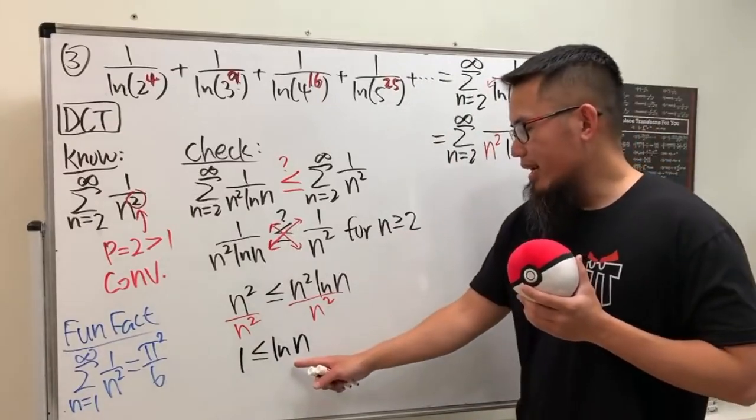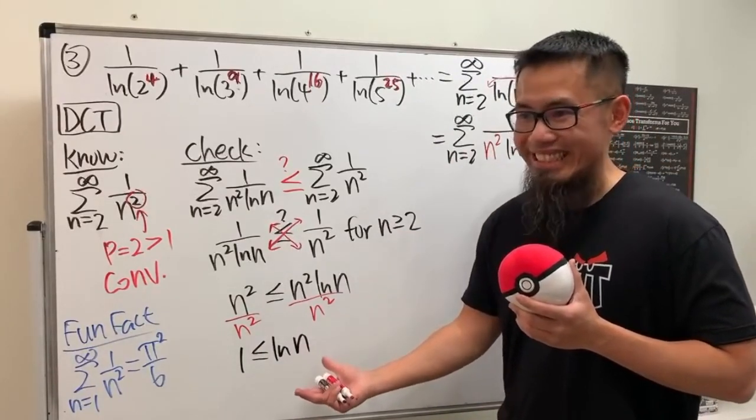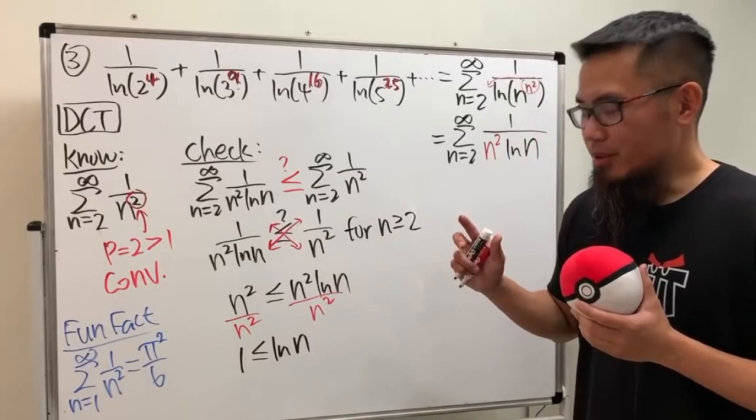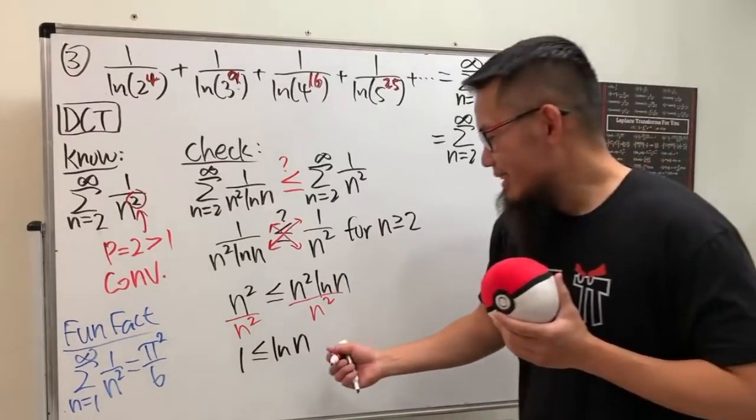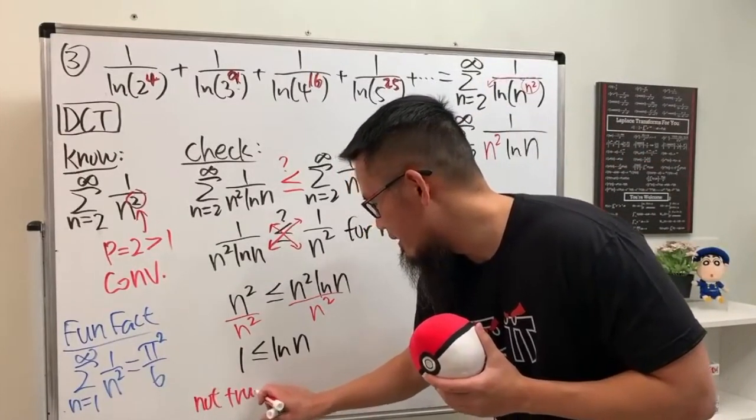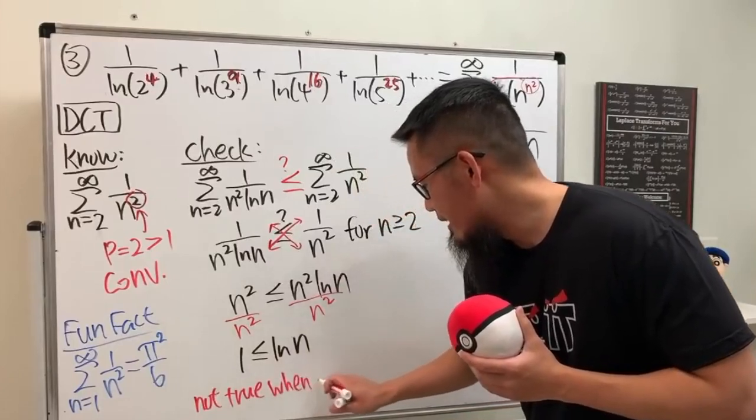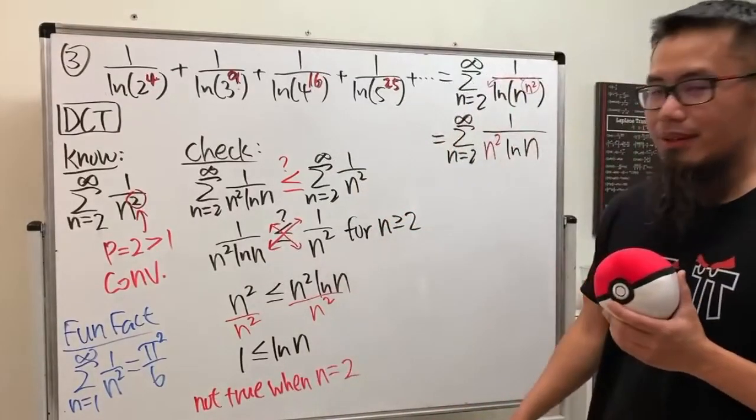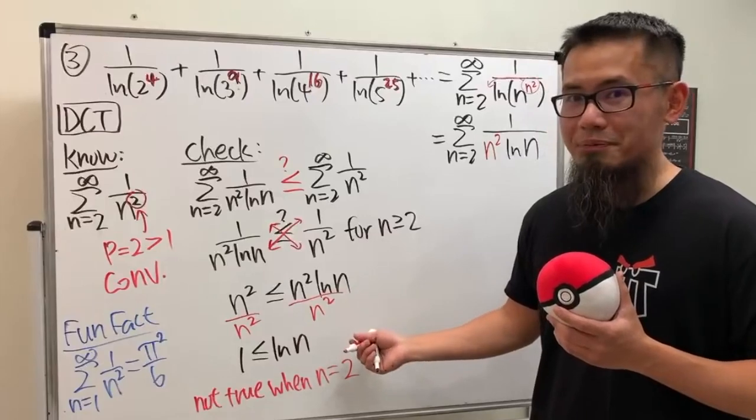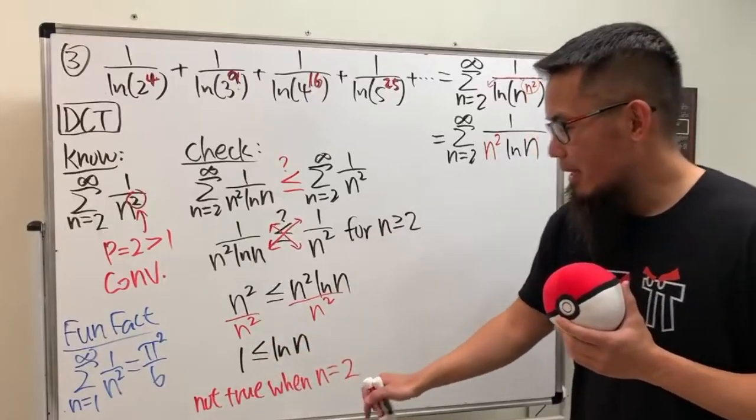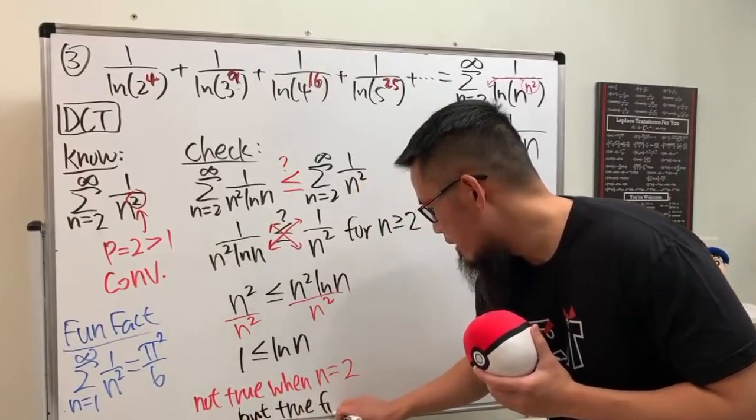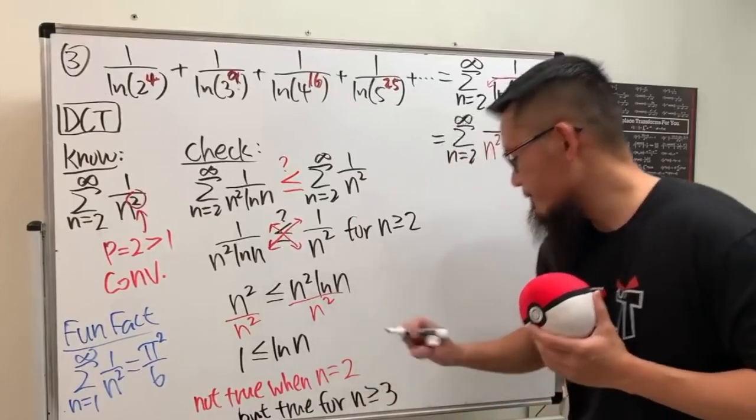Is this true when n is equal to 2? Not really. So don't worry about that though. Here's the deal. This right here is not true when n is equal to 2. If you put 2 in here, ln 2 is 0.693 and so on. This is not true, right? But it is true for n is greater than or equal to 3.